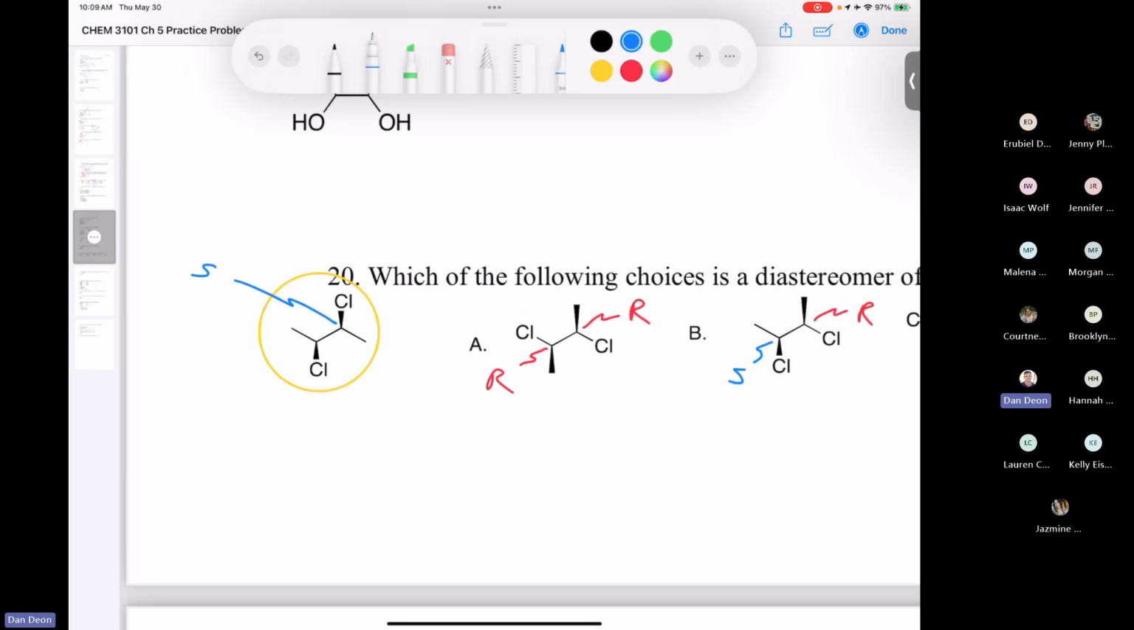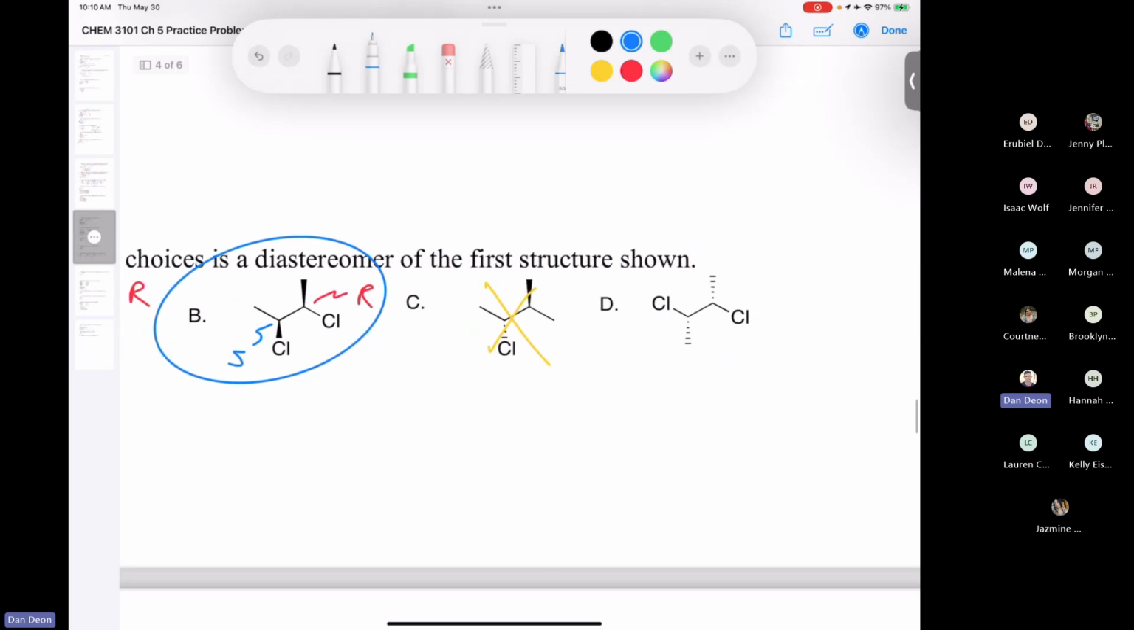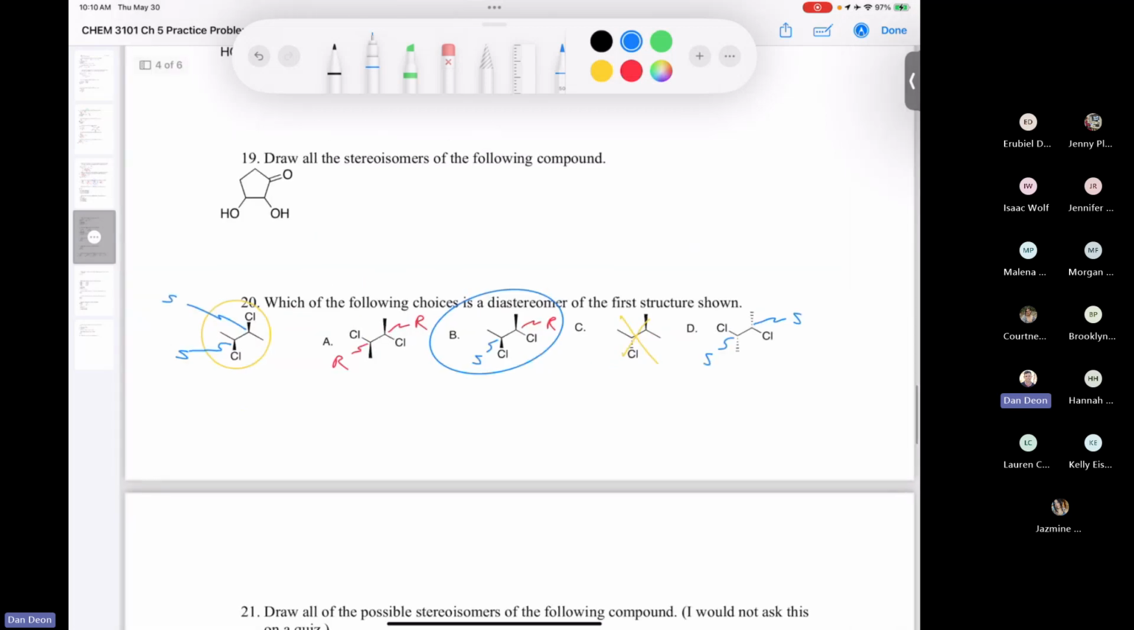Nobody stopped me, so this one here. Sorry, I made a mistake on that. That's actually, they're both S stereocenters. That makes sense that B is a diastereomer because one of the stereocenters is flipped. And then in D, both of them are S. So this is the same compound as the first one. It's just been rotated is all. So the first compound and B are going to be diastereomers of one another.